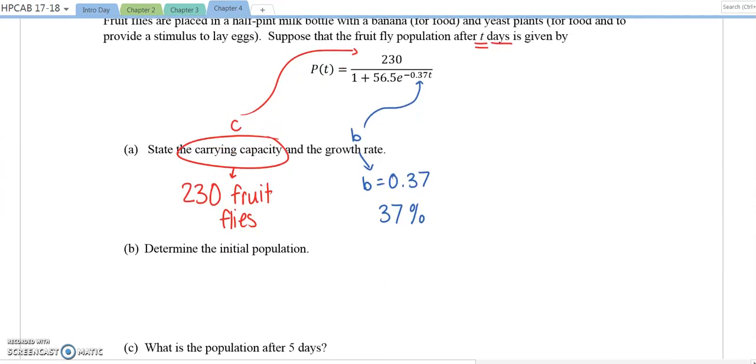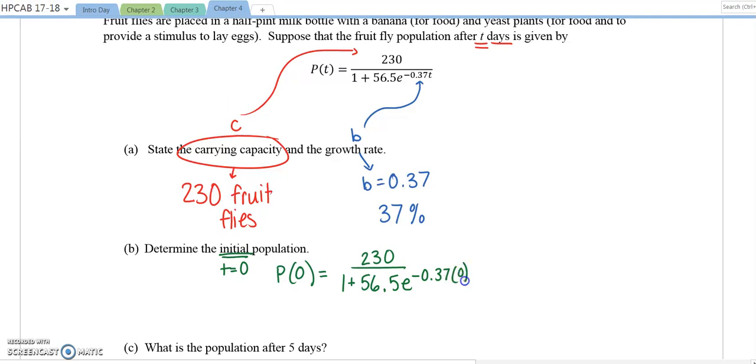All right, now part B, determine the initial population. In order to do that, we're going to have to substitute 0 in for t, initial, meaning t is 0. So we're going to find P of 0. Before, in the other model, we had a really easy way to find the initial. We don't have that in this model, so we're just going to have to actually substitute it in.